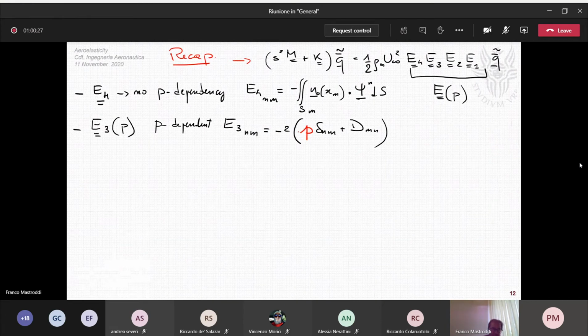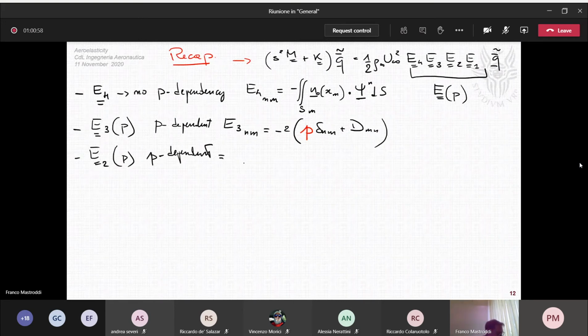Okay. Next, E2. E2 is probably the more complicated matrix, because in E2 we have the complicated story of the wake, the delay of the wake, and so on. And so this is p dependent. This is terribly p dependent. And this dependency is given by the following.